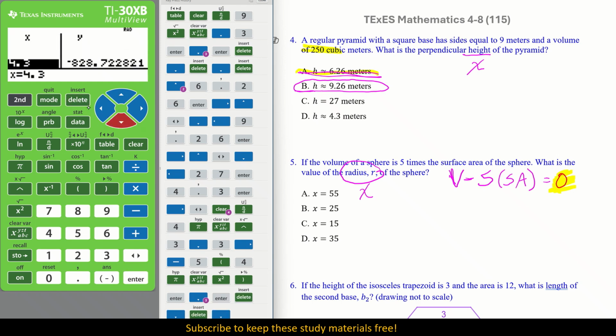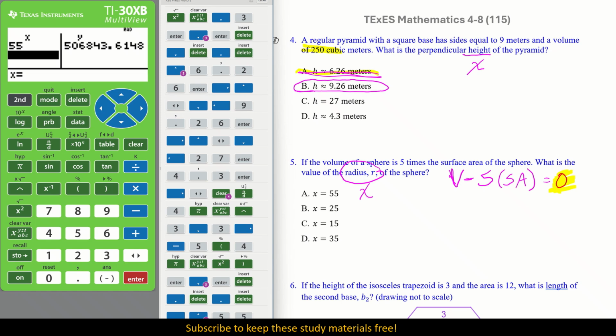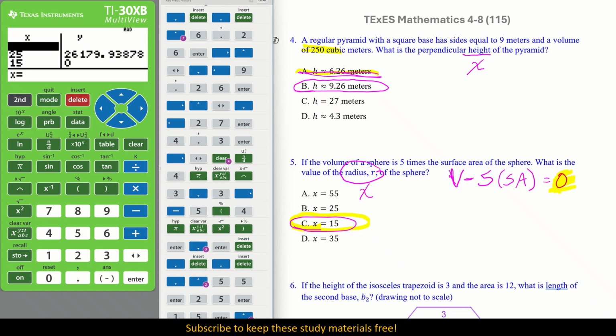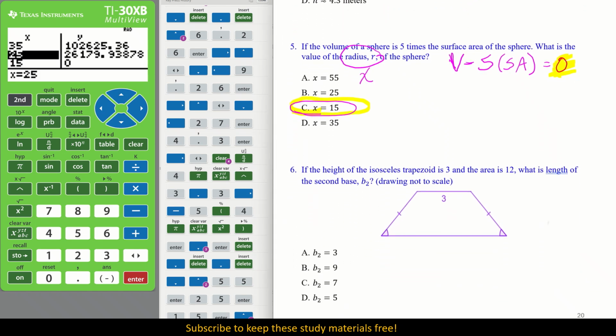And I'm going to delete out because I need you to see what I'm doing clearly. Let's try 55 first. 55, enter. That's not 0. 25, enter. Nope, let's try 15. 15, enter, and that is 0. So you can see, that's what we need. Now let's go up and delete out the first one and go ahead and try 35. Always better safe than sorry. And no, it doesn't work. So C is verified.